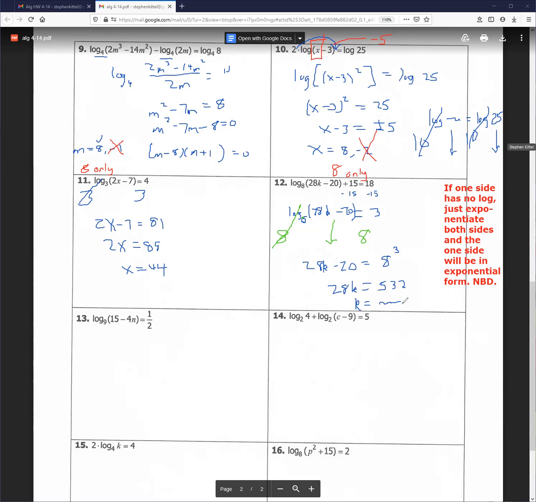K is equal to whatever the heck that is. We grab a calculator. I don't do that one in my head. Looks like 19, but I don't know. 19, maybe, perhaps, I think. I don't know my 28 times table.